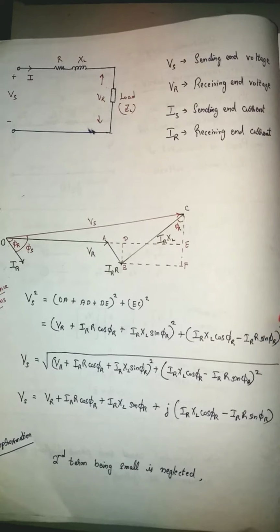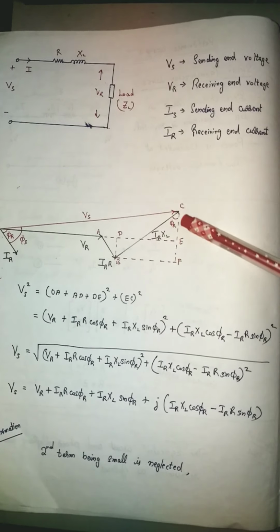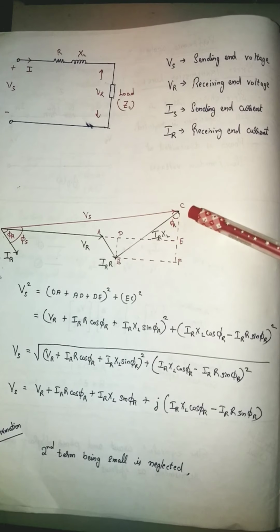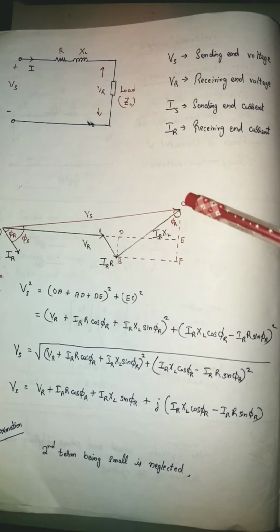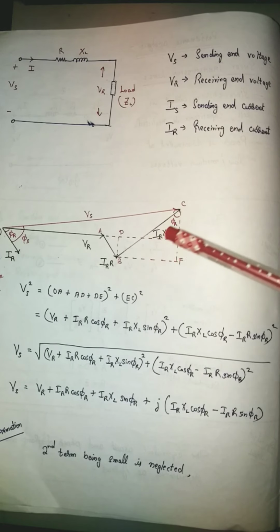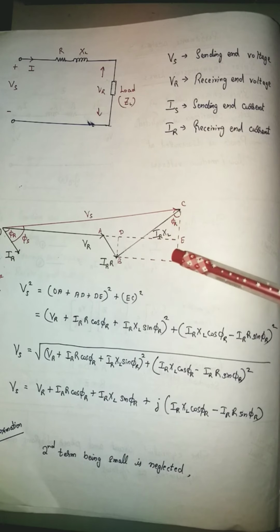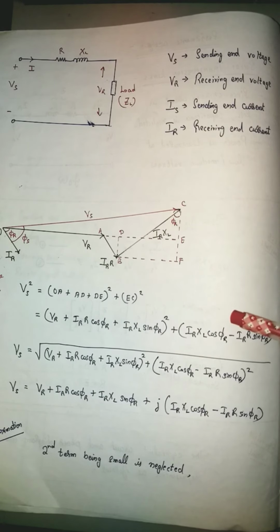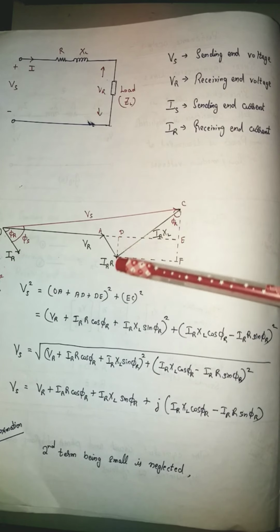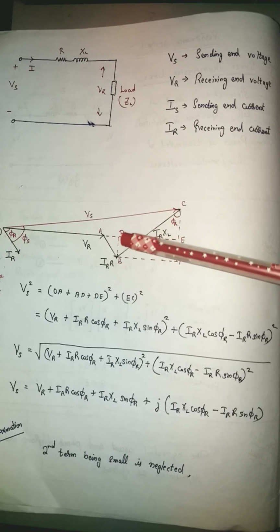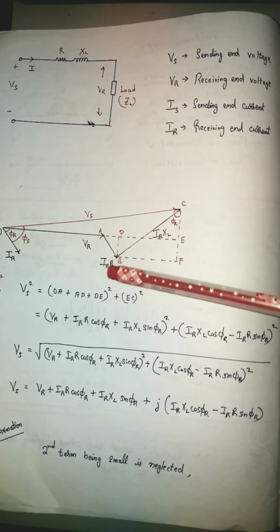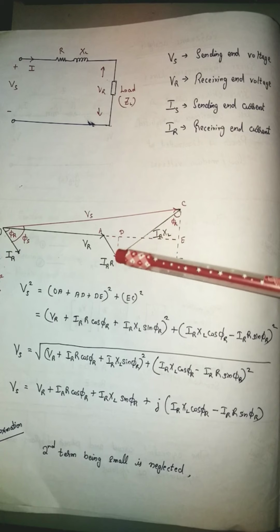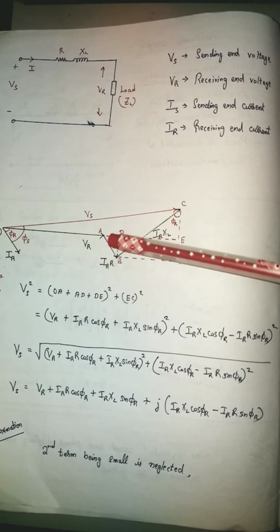Next, I am interested in expressing EC square. Coming to EC again, we don't write EC straight away. We try to write it as CF minus EF. So first I'll try to write CF. So CF is nothing but cos component of this particular triangle. So it is IR XL cos phi r minus you are having the EF. EF is same as DB. DB is nothing but the sine component of this particular triangle, which is IRR sine phi r, when this is the angle phi r.